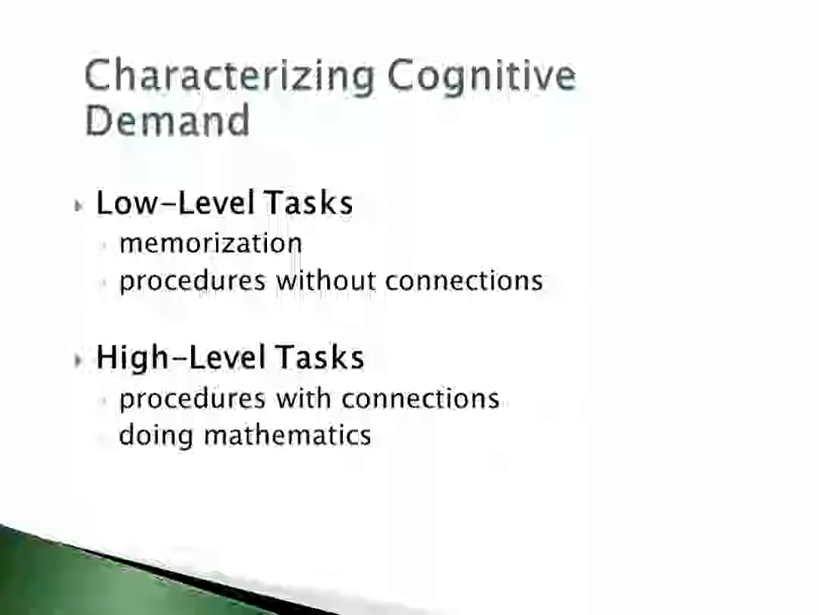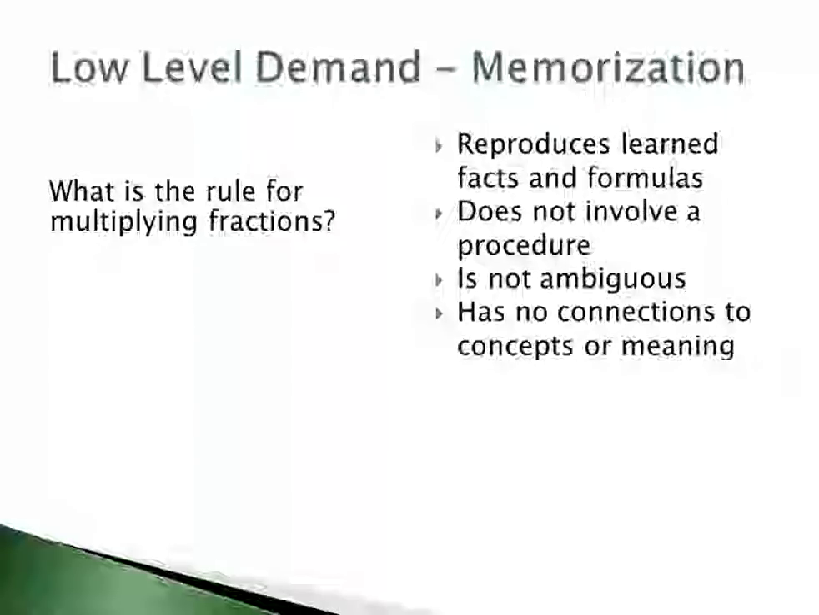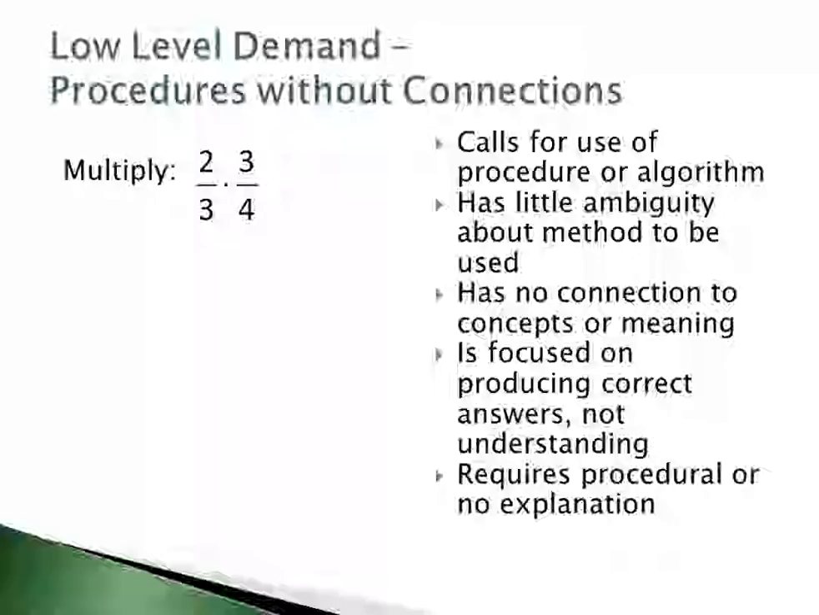Let's take a look at tasks that illustrate these four types of cognitive demand. This task is one that merely requires recall of a rule. There is no connection to the concept of multiplying fractions. This task requires the use of a rule, but again, there is no connection to the concept of multiplying fractions, and the emphasis is on finding the correct answer. No explanation is required, and there is no expectation of understanding.